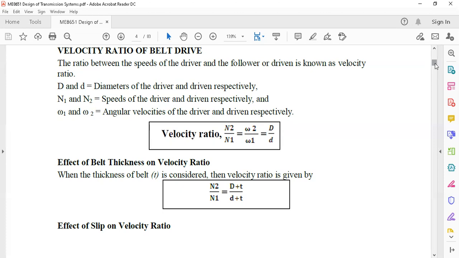At the same time, speed ratio i is equal to N1 divided by N2. Speed ratio means you calculate from driver to driven, and for velocity it is from driven to driver. We already know that speed is inversely proportional to velocity. So we go ahead with N2 divided by N1, and in the same way we calculate the angular velocity of the driver and driven, which is omega 2 divided by omega 1. And the speed ratio is equal to capital D divided by small d. The capital D tends to the driver, and small d tends to the driven.